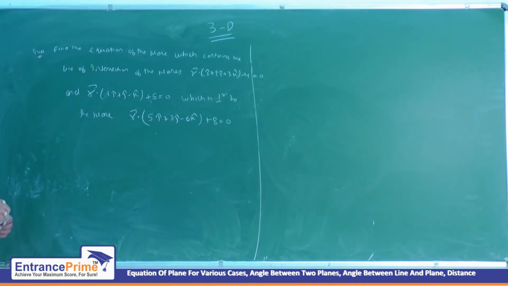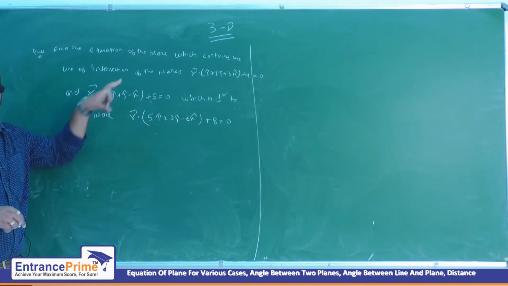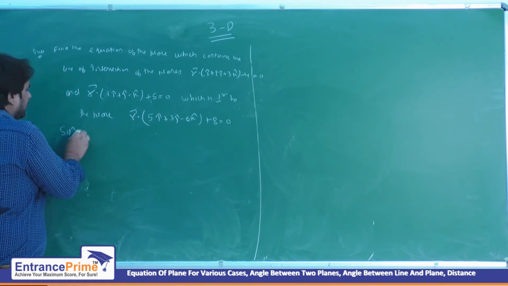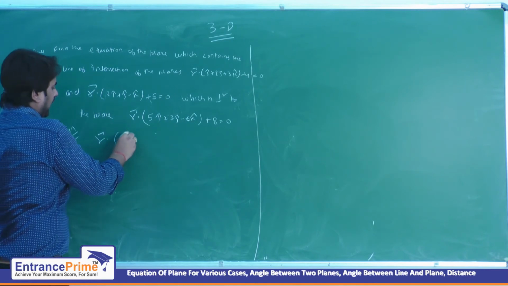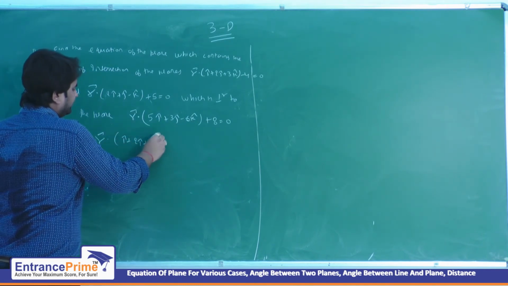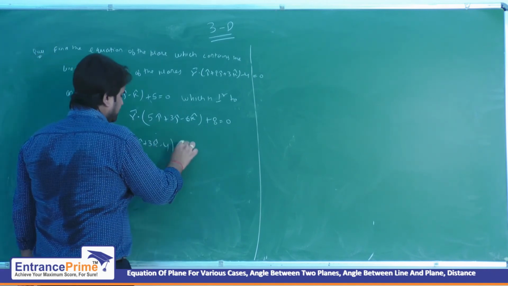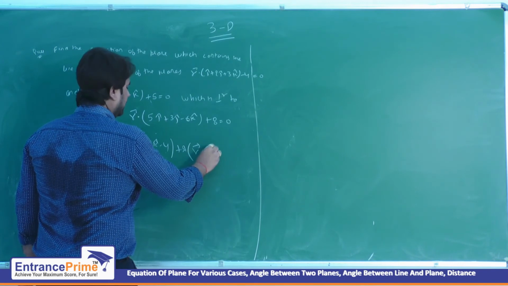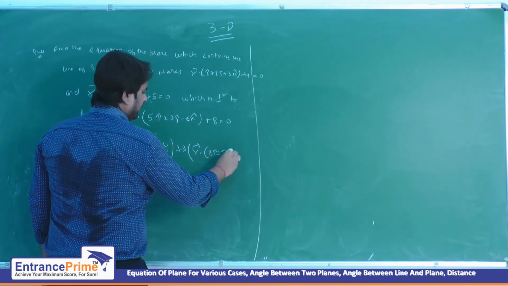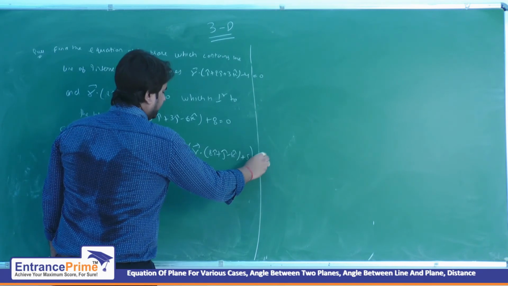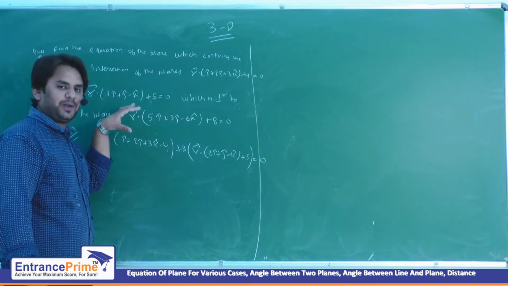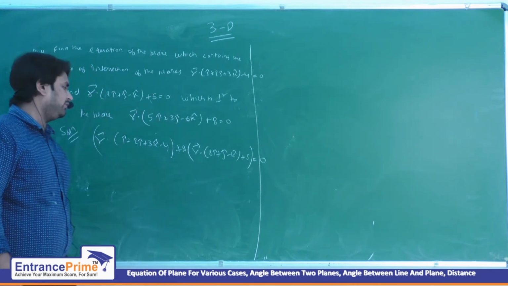Find the equation of the plane which contains the line of intersection of the planes. When a plane passes through the line of intersection of these two planes, your solution is r dot (i plus 2j plus 3k) minus 4 plus lambda times (r dot (2i plus j minus k) plus 5) equals 0. Because the plane passing through the line of intersection is given by plane number 1 plus lambda times plane number 2.